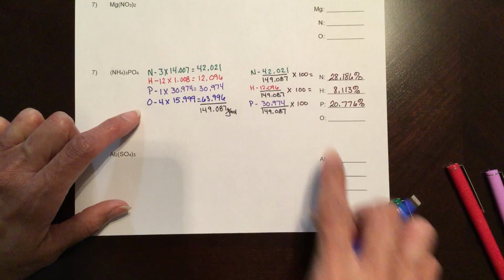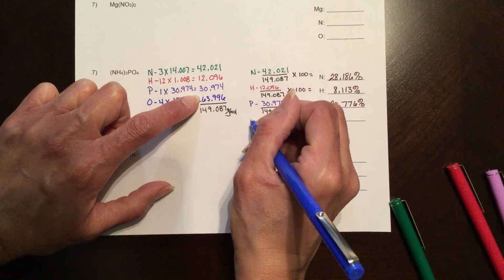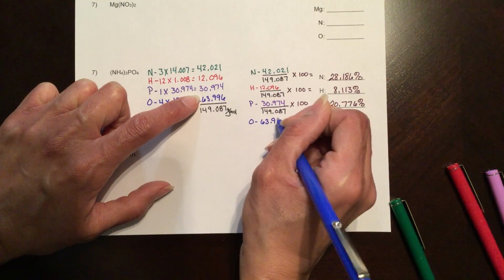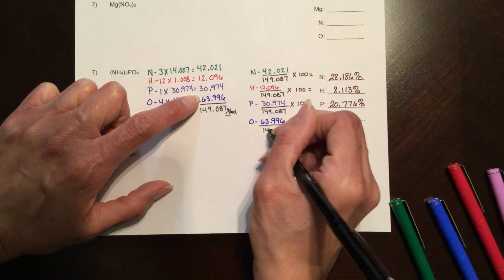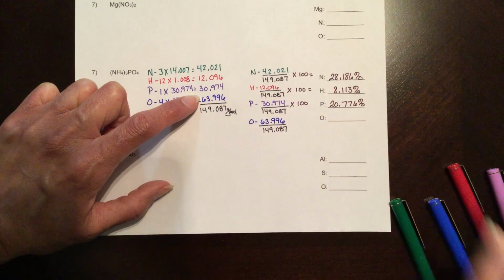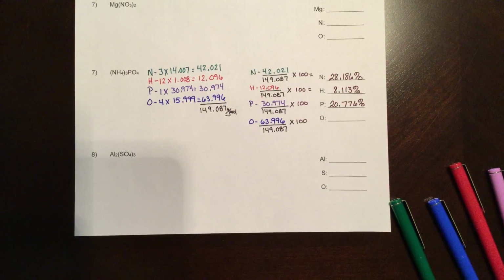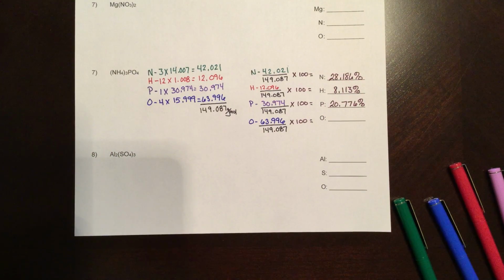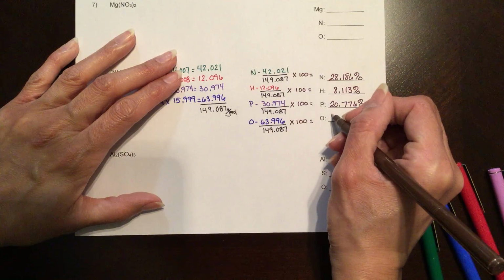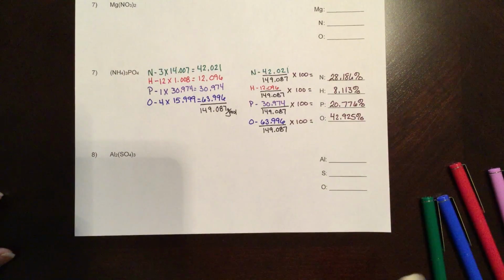And the last but not least, I'm looking for oxygen. The part of oxygen in this compound is 63.996. Divided by the total or the whole, which is 149.087, times 100. And yes, this one comes out to 42.925. Okay, and like I said, if you add them all up, you should come out to 100.